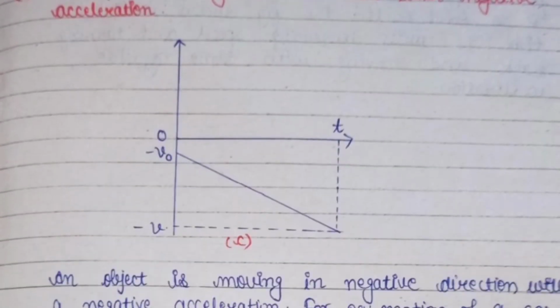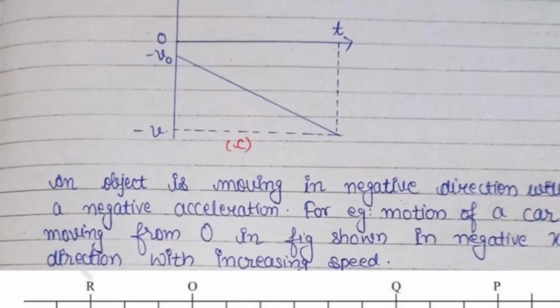Okay, let's move to the next graph. Motion in negative direction with negative acceleration. Negative direction means below the x-axis. Direction is now negative. An object is moving in negative direction with a negative acceleration. Negative acceleration means velocity is constantly decreasing. For example, motion of a car from O in the given figure in negative x direction with increasing speed.